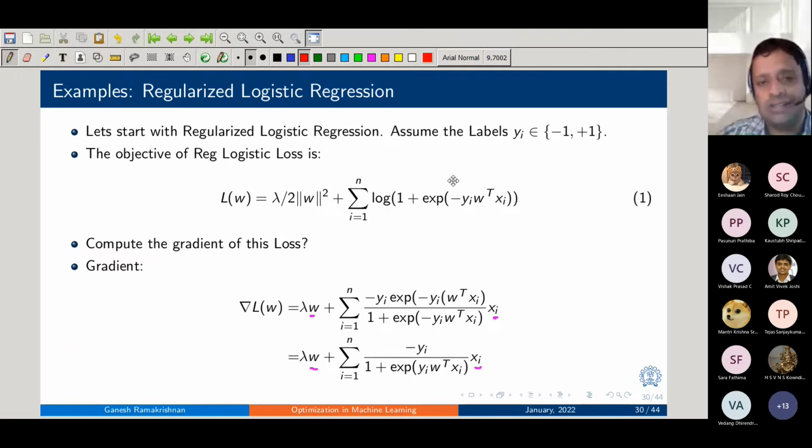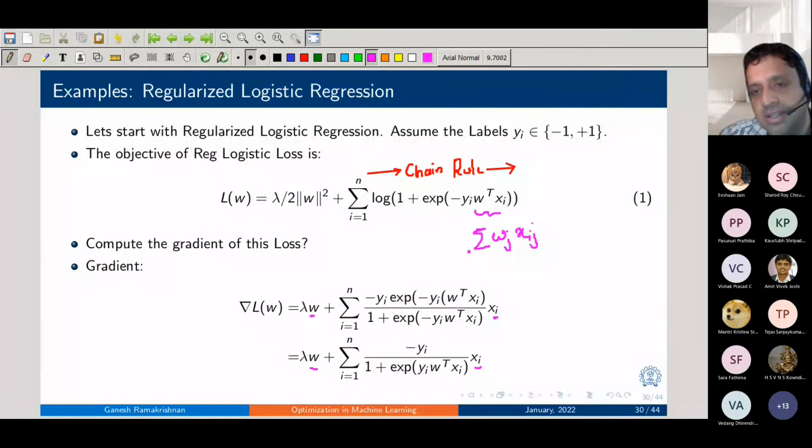You have a log of 1 plus exp, right? The summation is outside. So what would you apply? So there'd be a chain rule, I guess. Exactly, chain rule, that's as simple as that. From log to exp. Now exp itself, exp of minus yi w transpose xi, is basically a summation. This is itself a summation, so we may want to note that down. Think of this as wj xij, summation over all the j's.